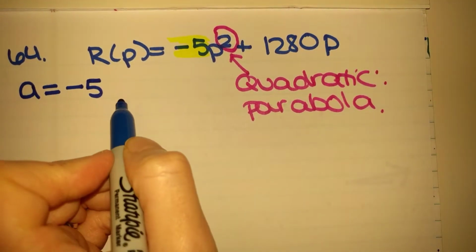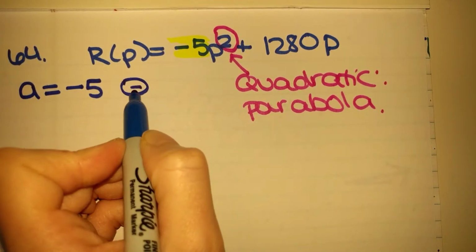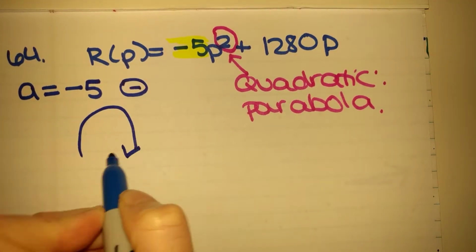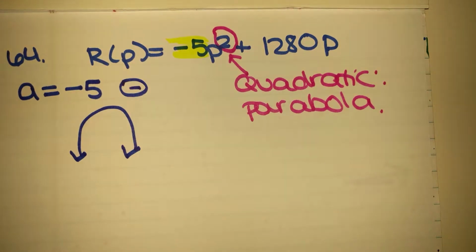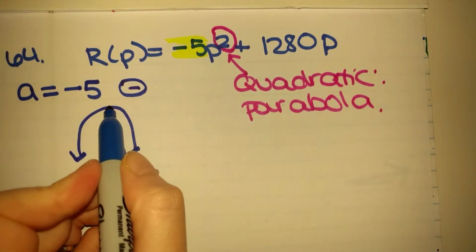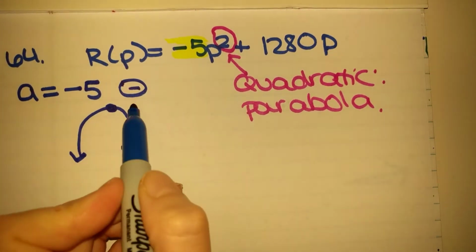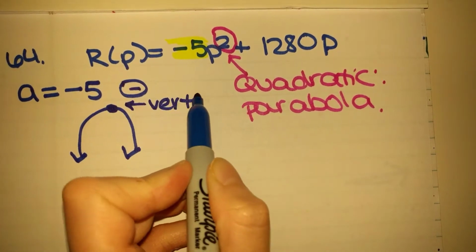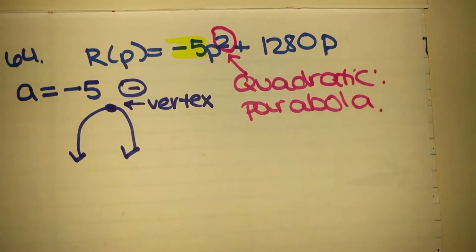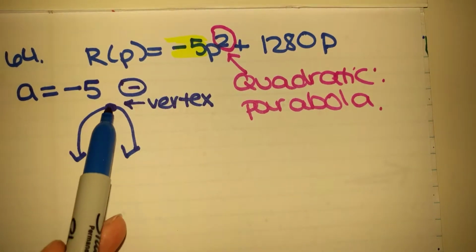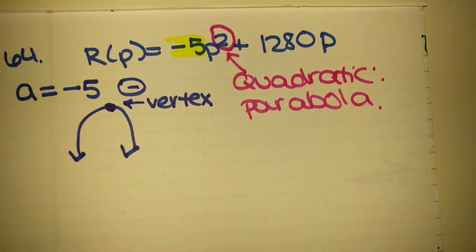And so that means that because a is negative, our parabola is going to open downwards. So if your parabola opens downwards, then the highest point of the parabola, namely the vertex, is going to maximize your revenue. So what they're getting at with this question is that our parabola opens downwards, so that peak point is going to be given by the vertex.